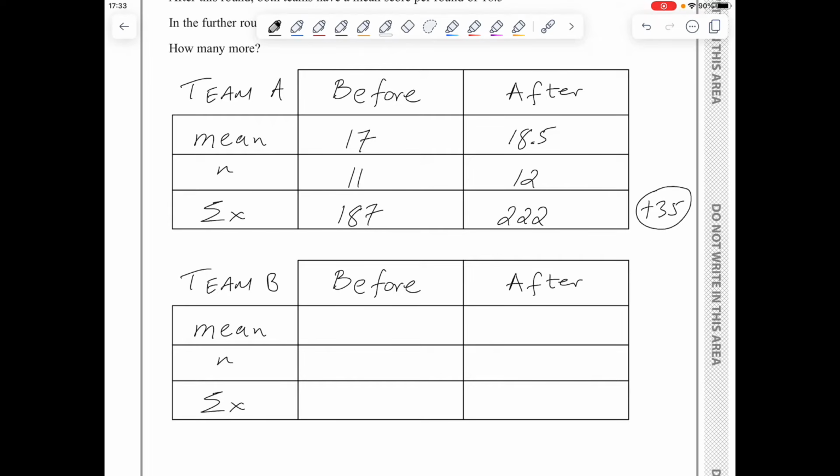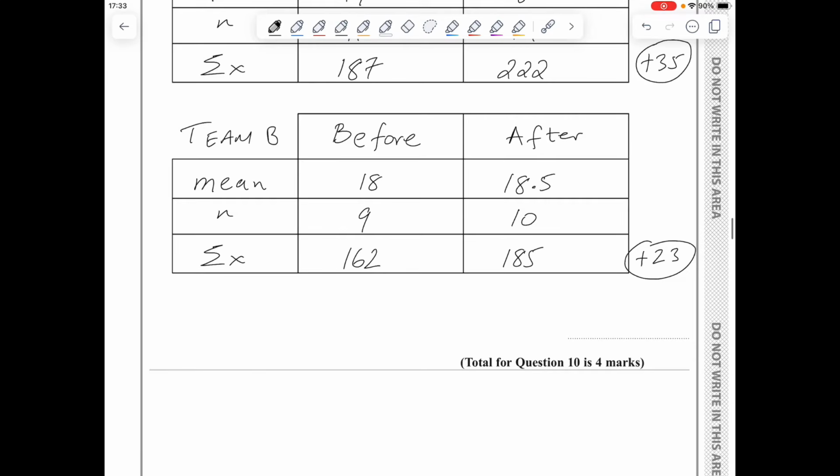Now for team B, the mean was 18 and this was achieved in 9 rounds. So 9 times 18 is 162. That's the total score for the 9 rounds. And after the extra round, it got to 18.5 in 10 rounds. So it was 185. That's the total score. That was a gain of 23 points. So Team A achieved more points on that round than Team B. And how many more? 35 minus 23. That's 12 extra points.